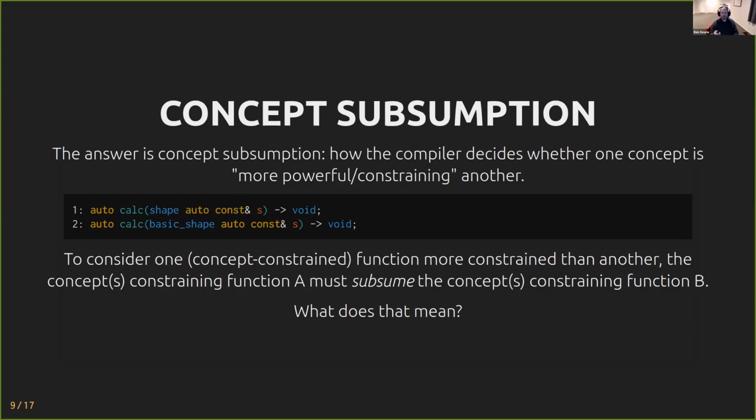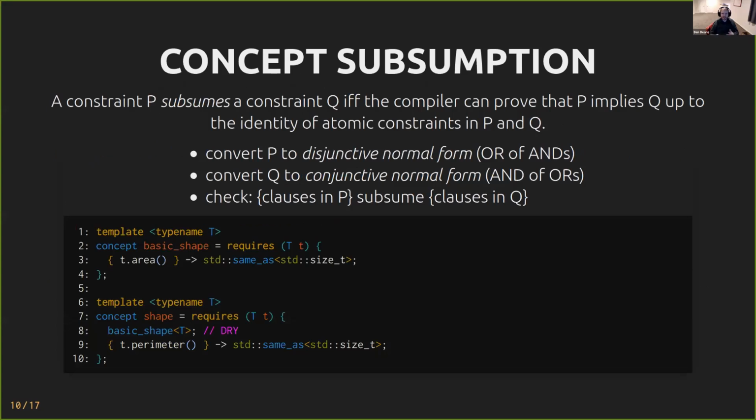And in order for these functions not to be ambiguous at the point of call, one of these concepts has to subsume the other one, meaning it's strictly more powerful or more constraining. So then you think, what does subsumption actually mean? Well, the standard has some standardese. It kind of works how you'd expect. So you can think about this and sort of go through it.